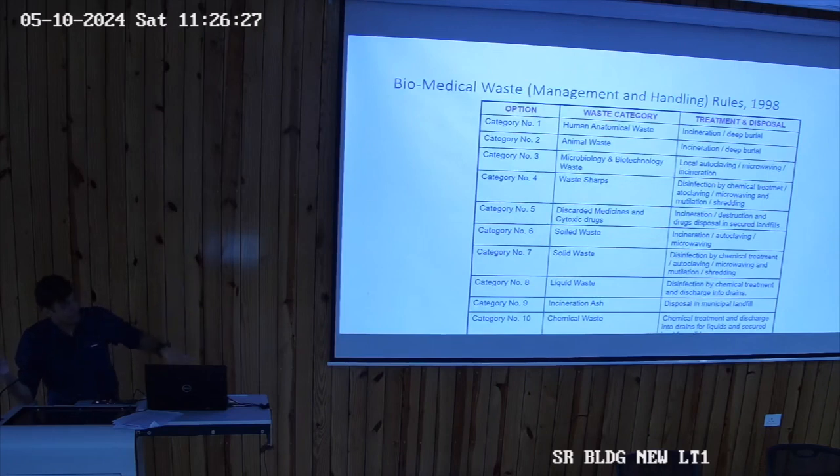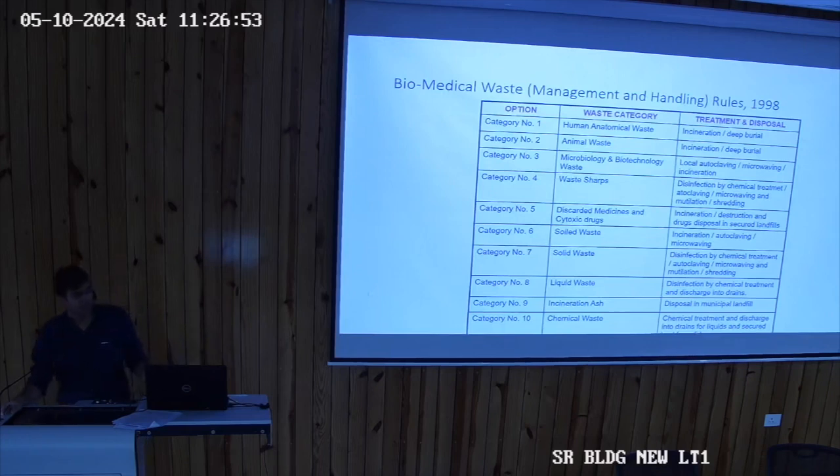They specified what will fall into that numbered category. So for example, category number 1 used to be human anatomical waste. So if you amputate a limb in surgery, or if you are throwing a limb from your anatomical dissection hall, that will go into category 1. And according to the category, there was a treatment, either incineration or deep burial, for example.